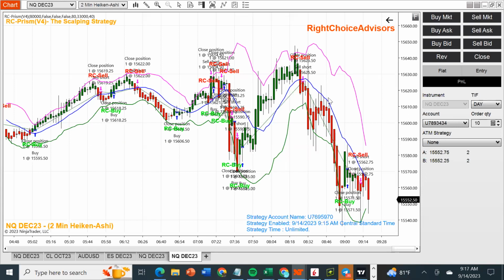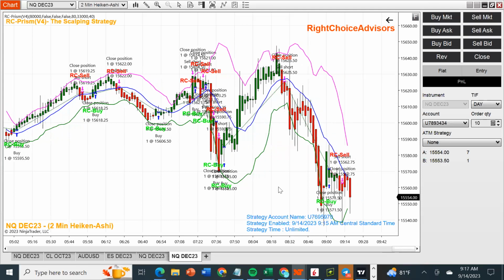Yes, you can even connect to TD Ameritrade. We are working on that integration.